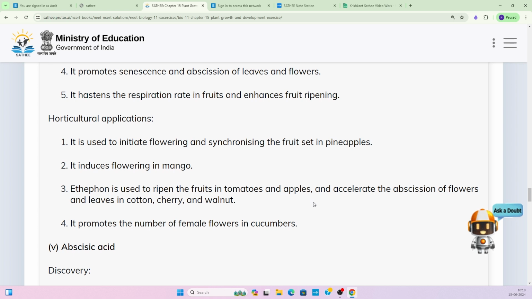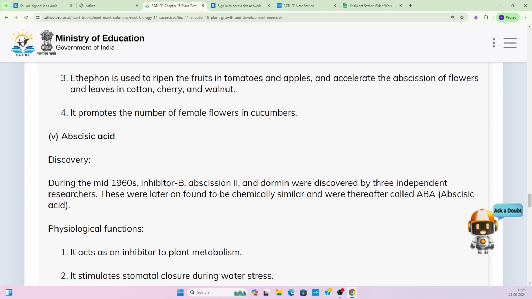Horticulture application: it is used to initiate the flowering and synchronizing the fruit set in the pineapples. So it is also used in the flowering and synchronizing the setting of the fruits in the pineapples. It induces flowering in mango. Ethephon is used to ripen the fruits in tomatoes and apples and accelerate the abscission of the flower and leaves in the cotton, cherry, and also in the walnut. It promotes the number of female flowers in cucumbers.